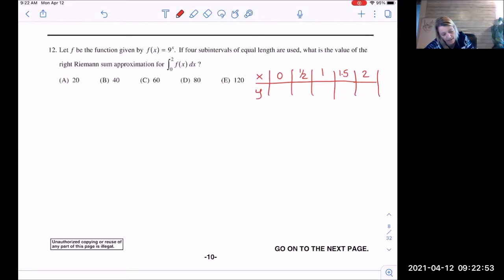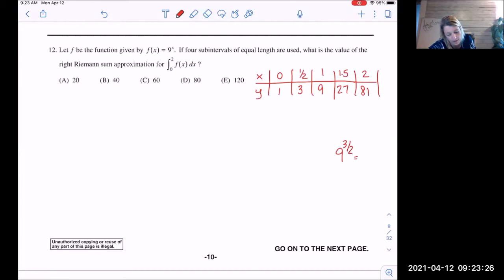Okay, so when x is 0, y is 1. When x is 1/2, that's the square root of 9, which is 3. When x is 1, y is 9. When x is 3/2, 9 to the 3/2, that's the square root of 9 cubed, that's 27. And 9 squared is 81.